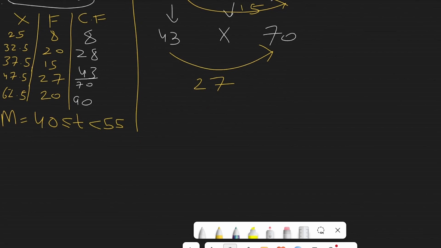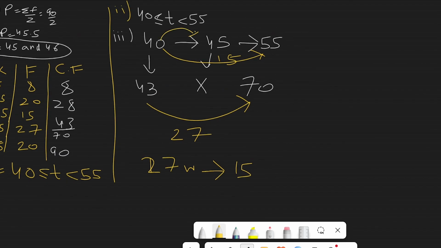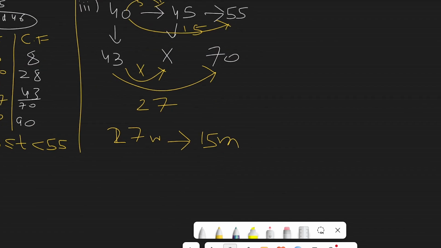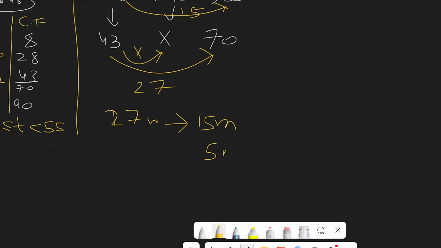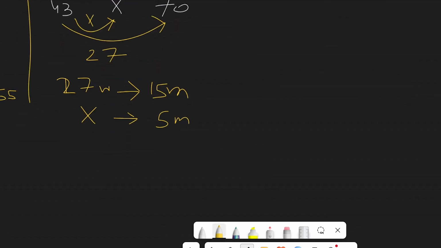Okay, so this is simple proportionality. If 27 workers have reached in 15 minutes, and the gap between 40 and 45 is 5 minutes, right? So how many workers would be in that gap? Okay, we will just write it as x. So in 15 minutes 27 workers reach. How many workers would reach in 5 minutes? We could just cross multiply it. So 15x would be equal to 5 times 27.